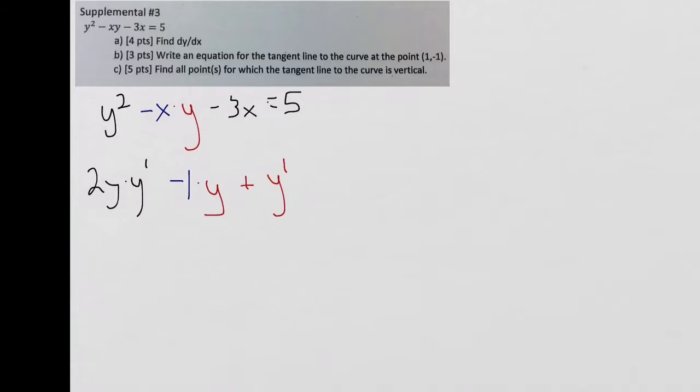Remember, I'm using y prime interchangeably with dy/dx. And then times the second, so times negative x. Notice if I do that, you should see that this negative is going to move out there. I'm going to have a negative on both of these terms. From there, it is minus 3 and then equal to 0.